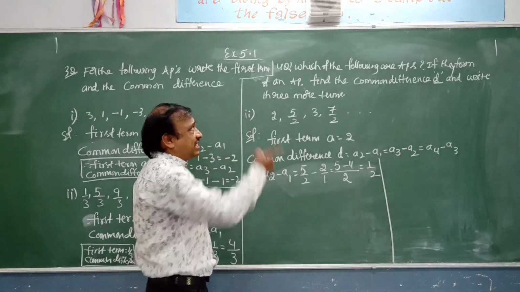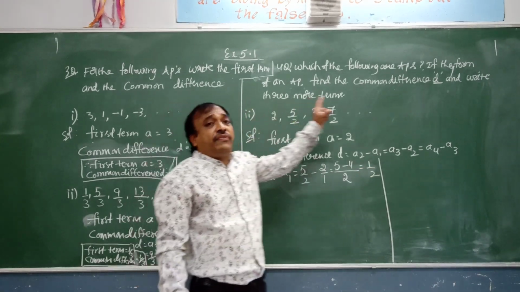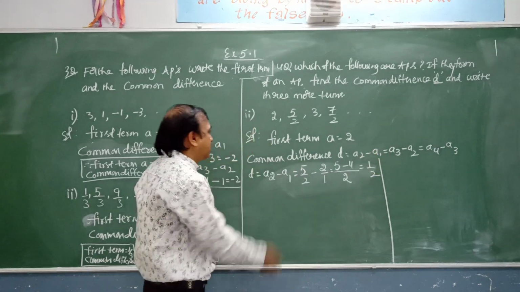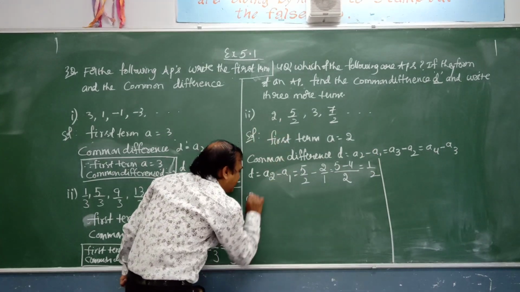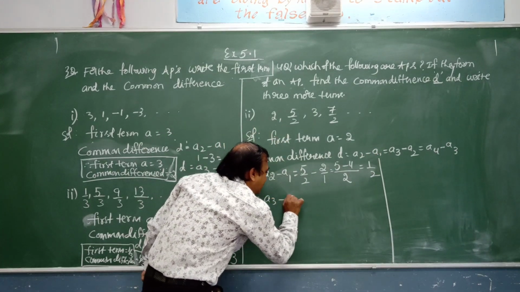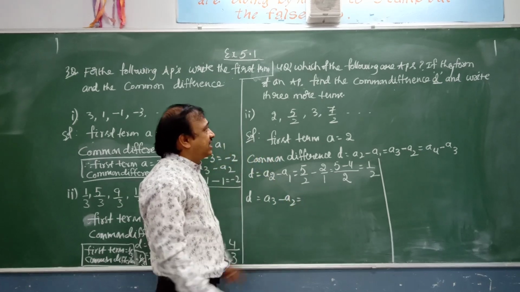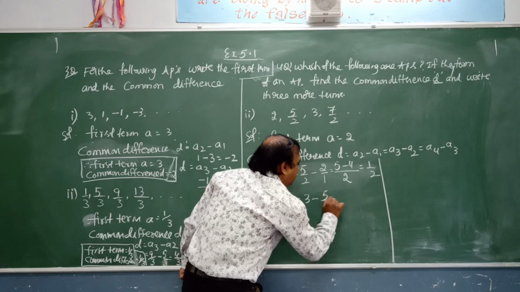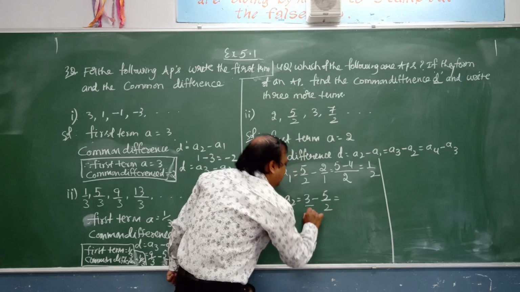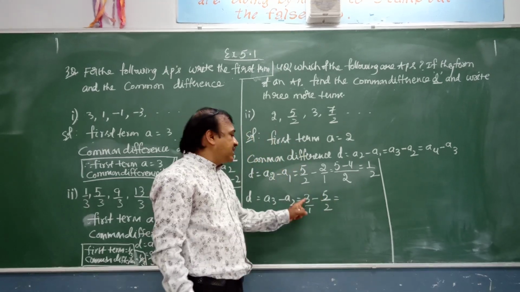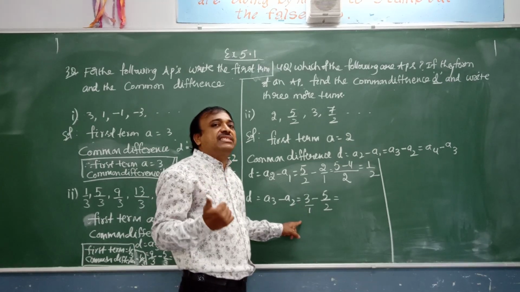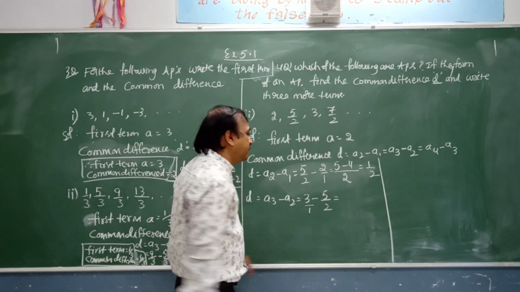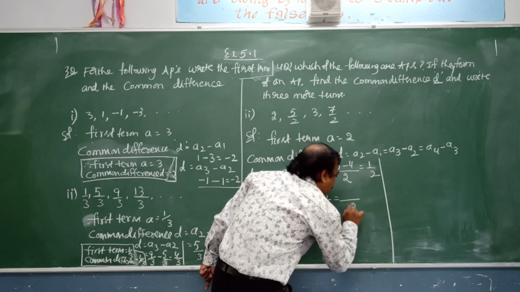Still we have to check. He is asking which of the following forms an AP. So next, d is equal to a3 minus a2. What is that term? 3. So 3 minus 5 by 2, which will give you again 3 by 1, as it is a whole number, we can write it as denominator by 1. So LCM will be 2.